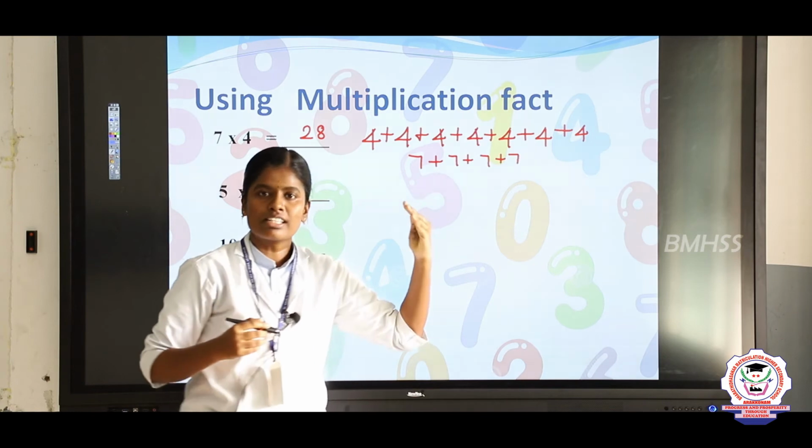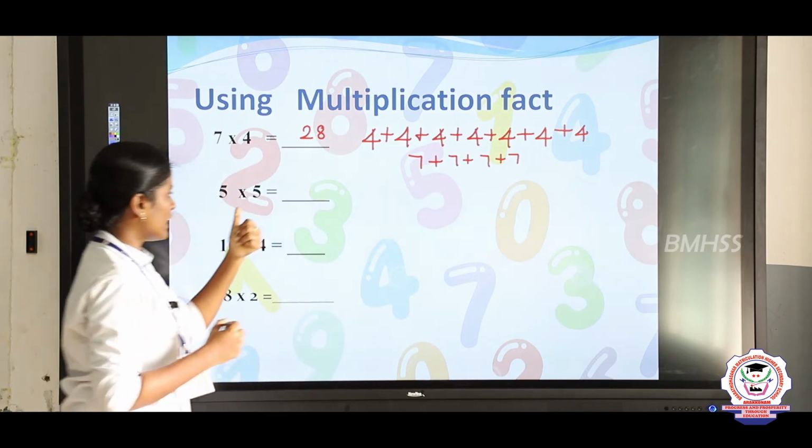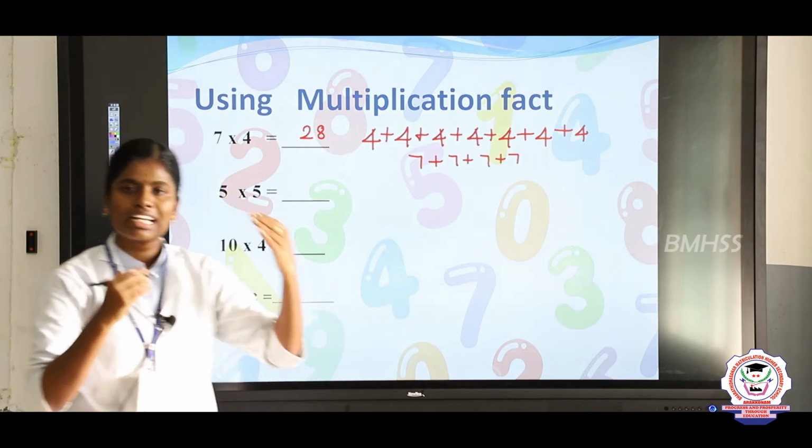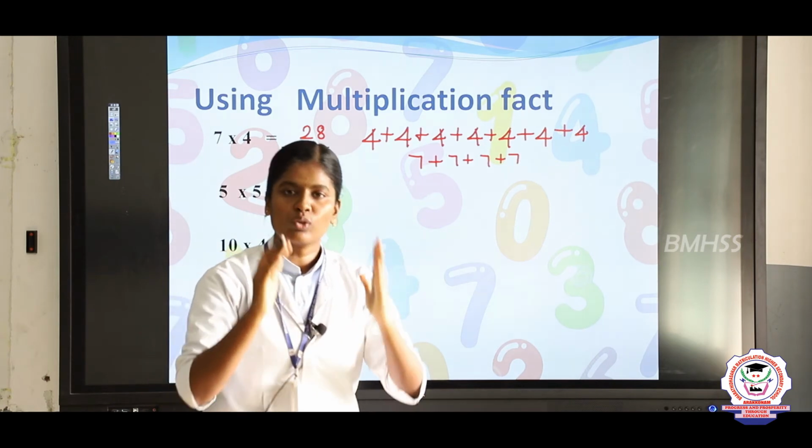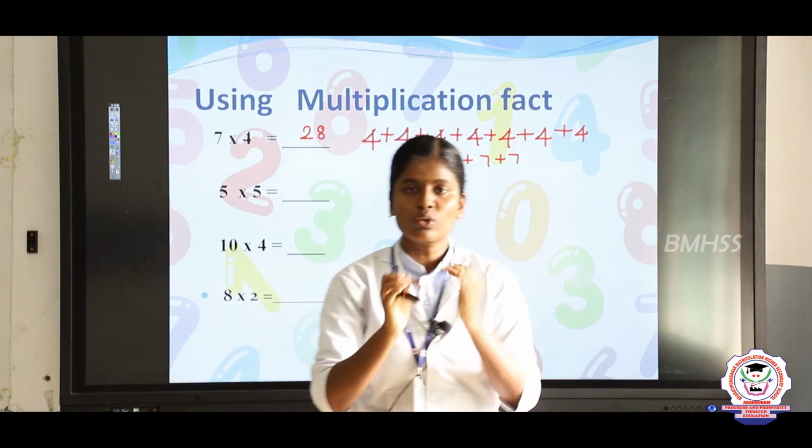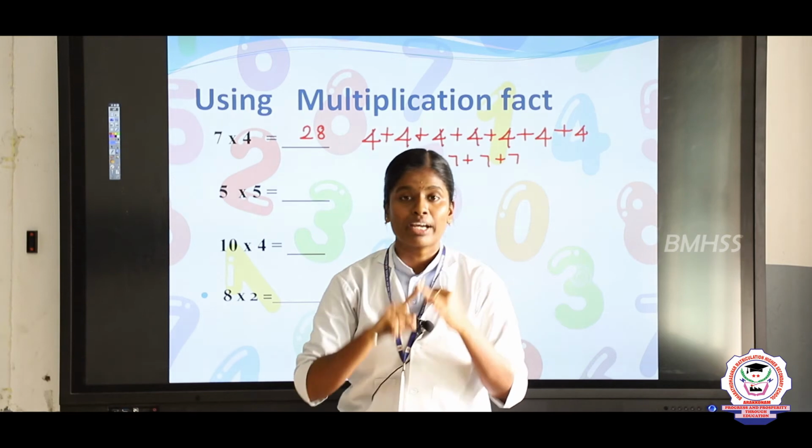So you are getting the answer is 28. Next you will take 5 5s are, that is 5 times of 5. Okay. So already you know the 5 table. It is very easy for you. 5 zeros are 0, 5 1s are 5.